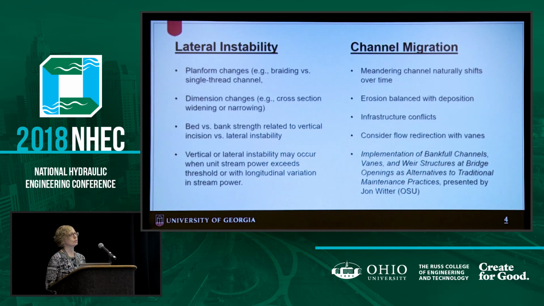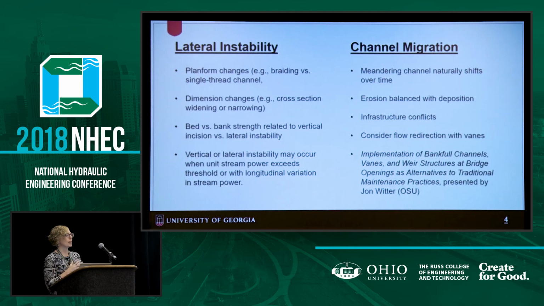In addition to vertical instability, I think about horizontal instability. And I divide lateral instability into 2 categories. The bad kind is on the left-hand side. So these would be plan form changes, for example, if you have a braided channel switching to single thread channel, or vice versa. These could be dimension changes, where your cross-section geometry is getting wider or getting narrower.